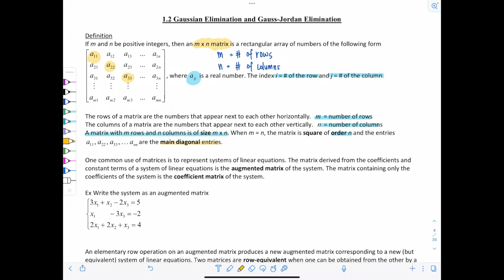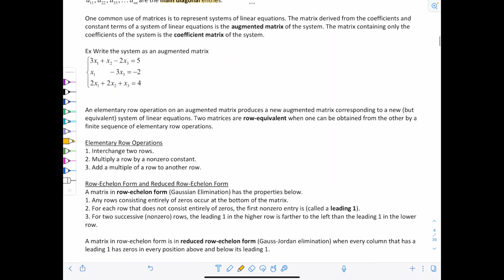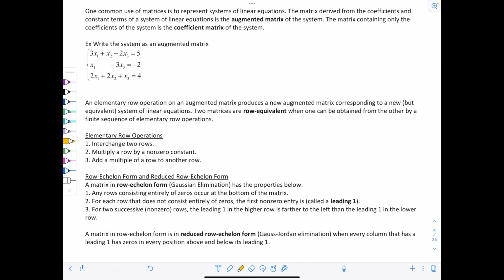The matrix derived from the coefficients and the constant terms of a system of linear equations is the augmented matrix of the system. The matrix containing only the coefficients of the system is the coefficient matrix of the system. Look how efficiently we've named things. So write the system as an augmented matrix. You're going to like this so much better than the last lesson, because you're not going to have to write out each of the variables anymore. You're just going to write the coefficient in front of each of the corresponding variables.